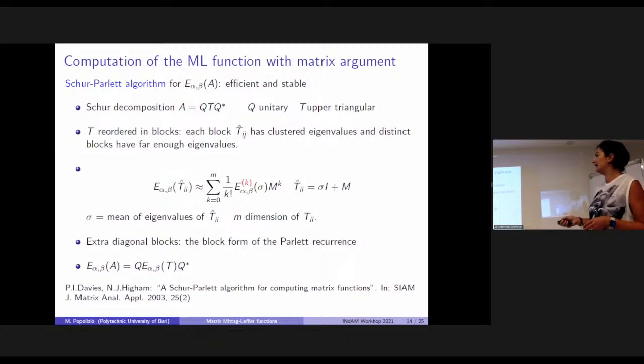And then by means of these diagonal blocks, we compute the extra diagonal blocks by means of the Parlett recurrence, and then the Mittag-Leffler of A is computed in this way. The challenge here is the computation of these derivatives, because numerically there was no method to deal with these objects.